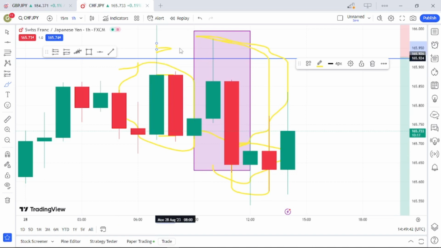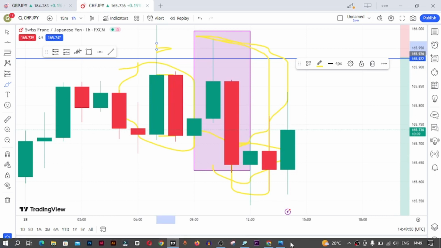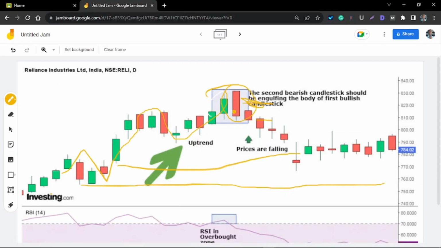So you can see that at this very level here, you cannot say this is engulfing because it's not able to close it totally. So you cannot say this is an engulfing candlestick. When you talk about engulfing, it should be able to cover it fully just as it did here. So the second bearish candlestick should be covering the body of the first bullish candlestick in total to show that the market is about to reverse to a downtrend.